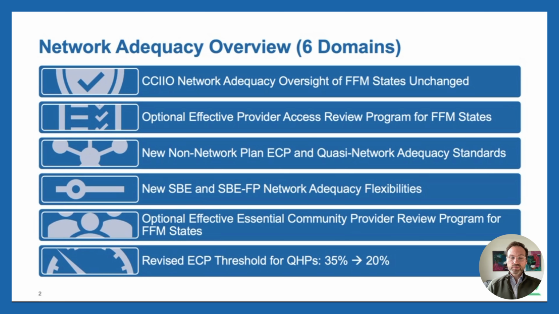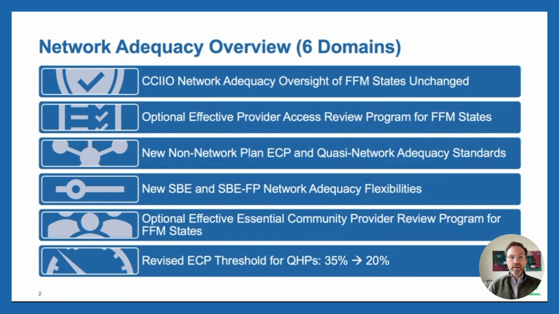In this year's rule, we see some big changes coming to network adequacy overview. And the way that I see it is that there are really 6 domains that impact network adequacy oversight and essential community providers in the rule. Look, the rule is 500 pages long. It touches a lot of different issues, ranging from marketing to standardized plan design. What I'm going to focus on today are those areas related directly to network adequacy oversight and essential community providers. And there are 6 domains that I want to talk about.